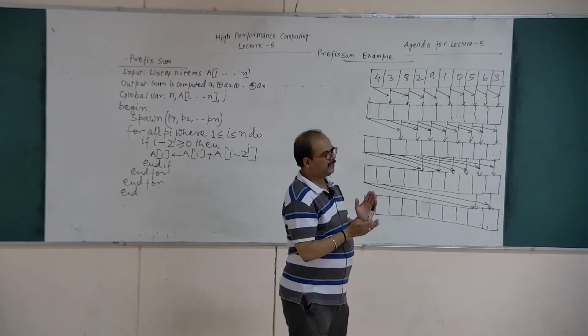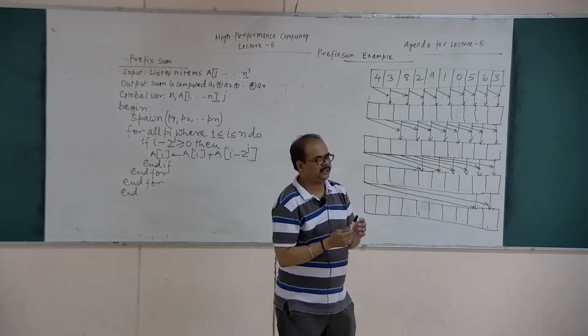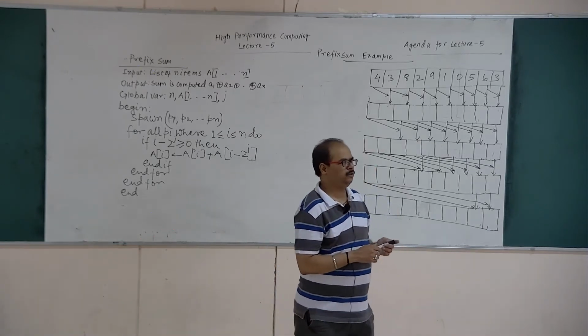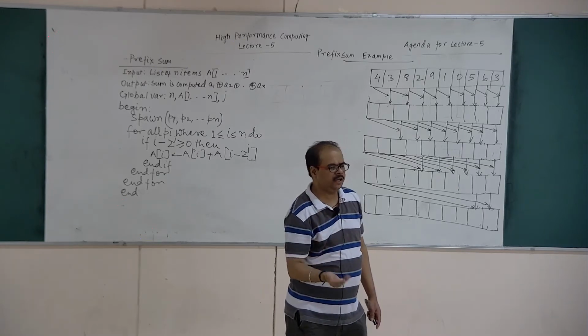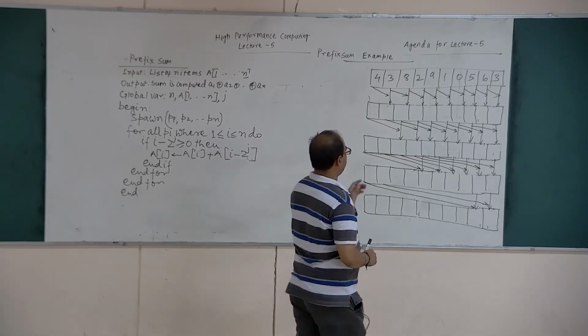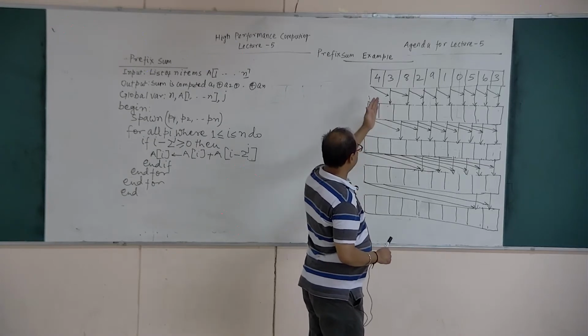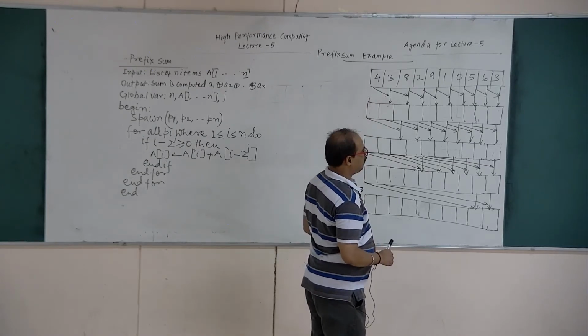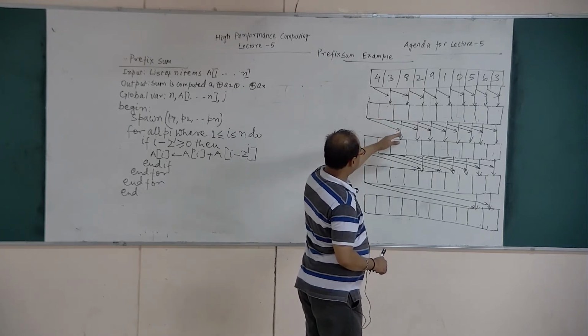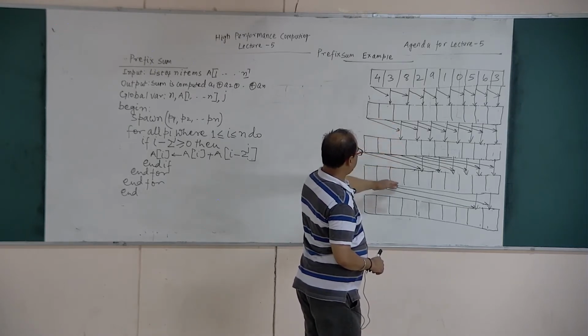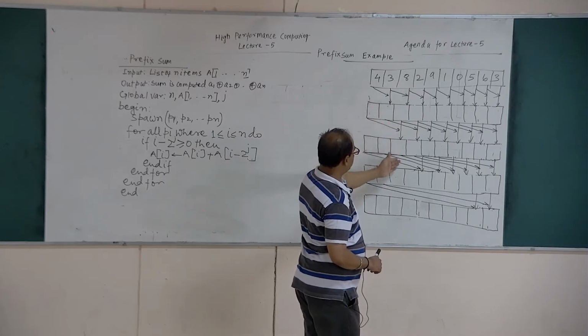So you can take it in any way. Either you can do it with n by 2 or n by 4 or n by 8. The same concept is applied here. Initially you can think of the number of processors as n by 2, n by 4, n by 8, or similarly n minus 1, n minus 2, n minus 4.